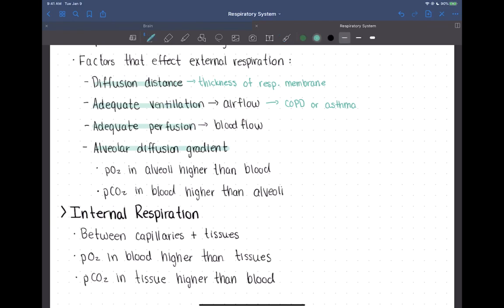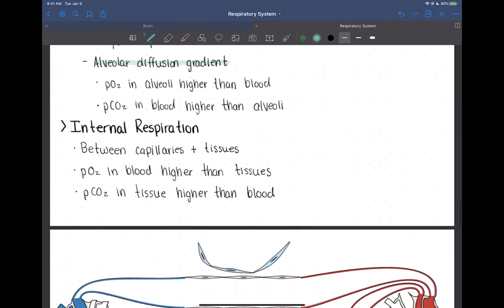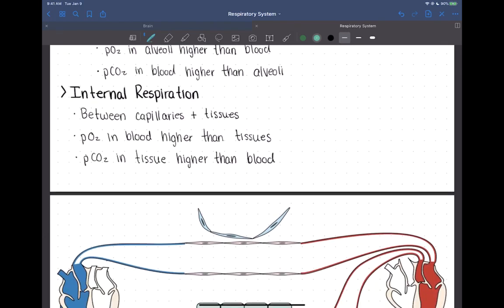Okay, so those are important for external respiration, that's in the lungs. And then there's also internal respiration, and then we'll look at putting these two together and the different pressures involved. All right, so with internal respiration, this is going to be between the capillaries and the tissues. All right, and so we would just invert things, okay?